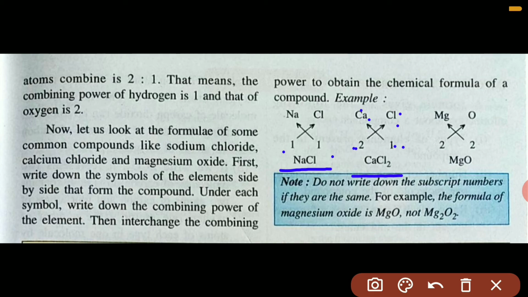Let us take another example, magnesium oxide. As you know, magnesium oxide contains magnesium and oxygen. The combining power of magnesium is 2. The combining power of oxygen is also 2. Now since the numbers match, they get cancelled out. Once they get cancelled out, there should not be any number in the formula. Hence the formula of magnesium oxide becomes MgO. Note, do not write down the subscript numbers if they are the same. For example, the formula of magnesium oxide is MgO and not Mg2O2.